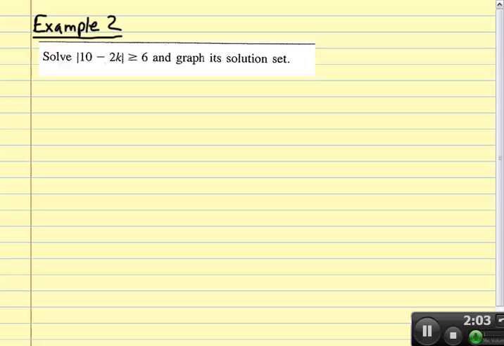Now let's look at the next one. Example number 2, it says solve the absolute value of 10 minus 2k is greater than or equal to 6 and graph its solution set. Now remember yesterday, we talked about this. When it's a greater than symbol with the absolute value, it's going to be an or statement. It's going to be a disjunction. That tips us off right there. But let's rewrite the inequality, and then we'll solve the two inequalities, and then we'll graph them.